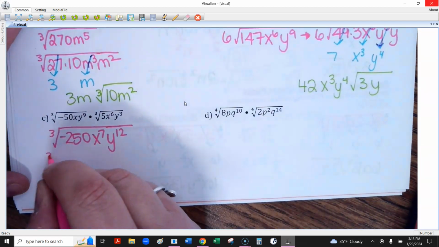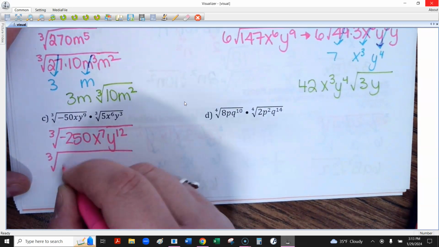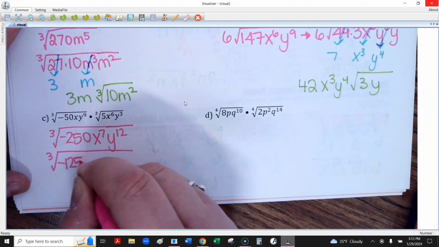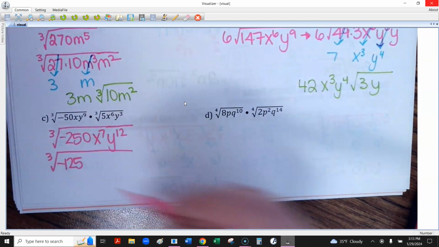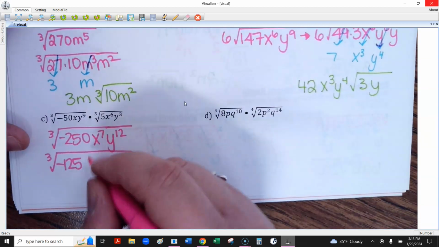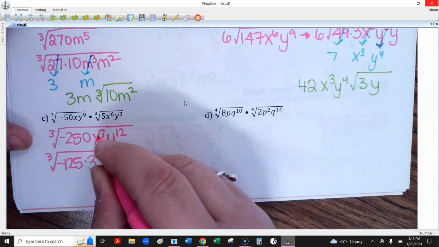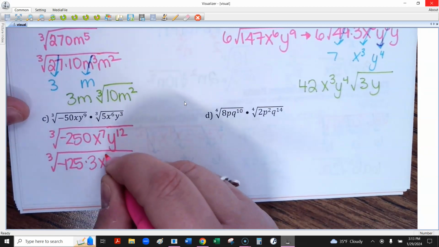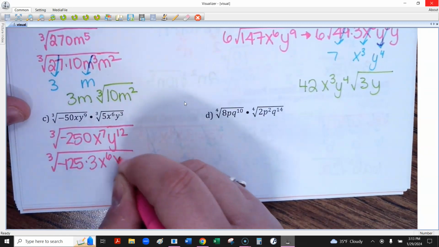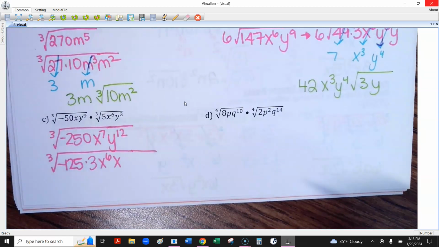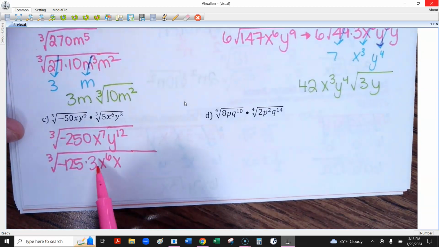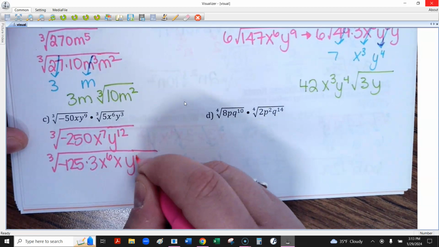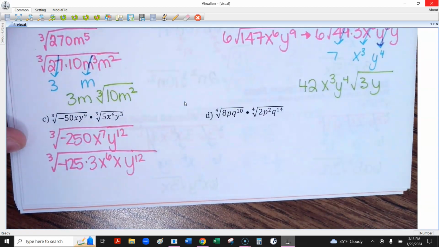Now, on the perfect cubes, the biggest perfect cube that would go into 250, I think we did this on the fronts, it's 125. I'm going to write it as negative 125 times 2. Now, my exponents are x. 7 is not divisible by 3, so I would do 6 and 1, 6 being the biggest number up to 7 that'll be divisible by 3. Y to the 12th, let's just leave that alone because 12 is divisible by 3.